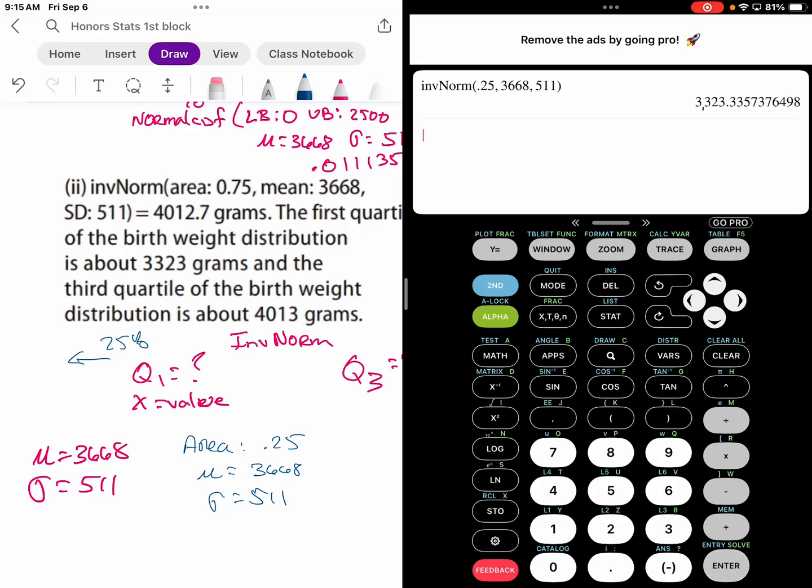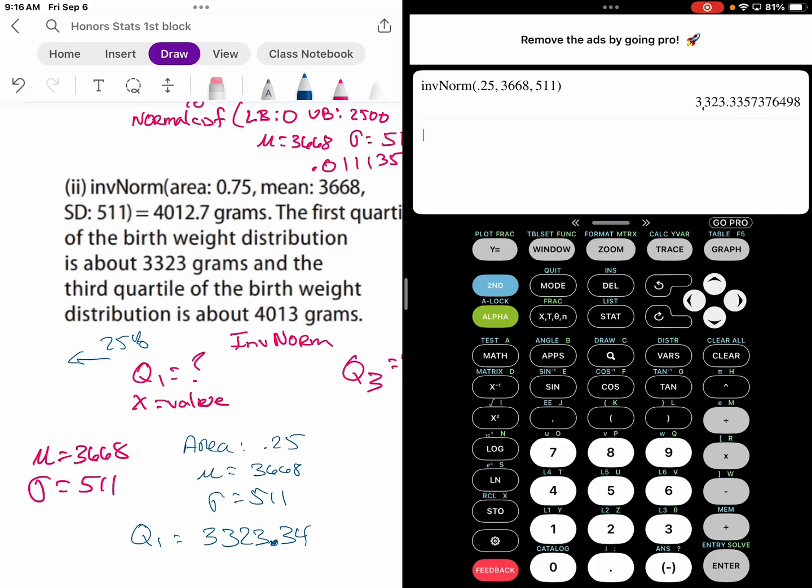All right, so that tells us that quartile 1 has to be 3323.34. Are we going to the left or the right? That one's to the left. That's the lower bound. That's quartile 1. Is that less than what our mean is? Yes. So I'm doing quartile 1, which would be 25% to the left. So 3,323 is what that is.